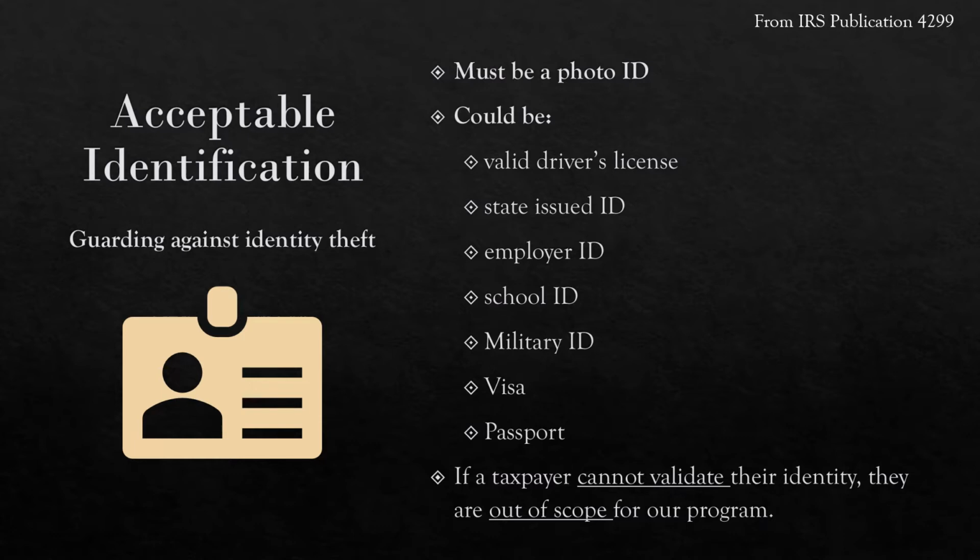The acceptable forms of identification are first that it must be a photo identification. And things that it could be are things like a valid driver's license, a state-issued ID, an employer ID, school or military ID, a visa, or a passport. Now, if the taxpayer cannot validate their identity, which can sometimes happen for a variety of reasons, we make no judgments, but unfortunately, their return would be out of scope for our program.